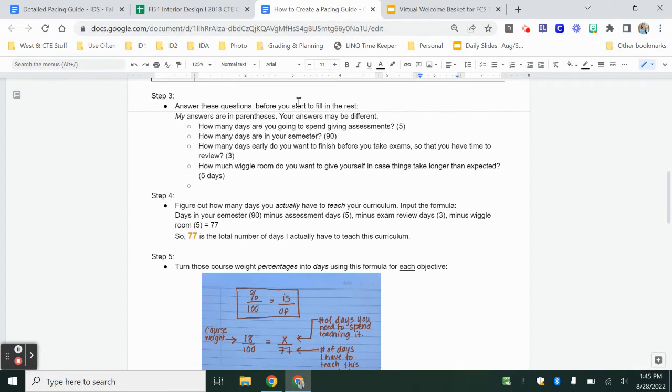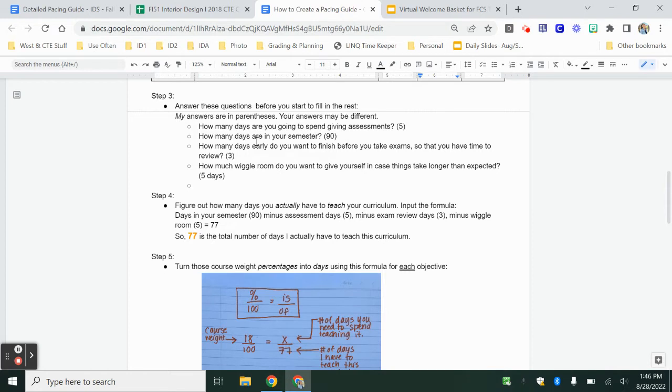Step 3 is to answer these questions before you start to fill in those blanks. Because you need to know a few factors. And my answers are in the parentheses here, but you are probably going to have different answers than I do. So first you need to know how many days you're going to spend giving assessments. So we'll need to account for those days. How many days are in your semester? Typically it's 90.